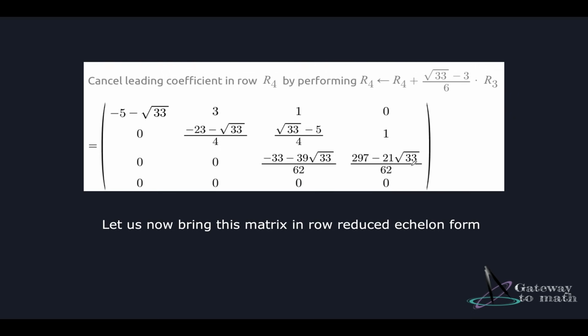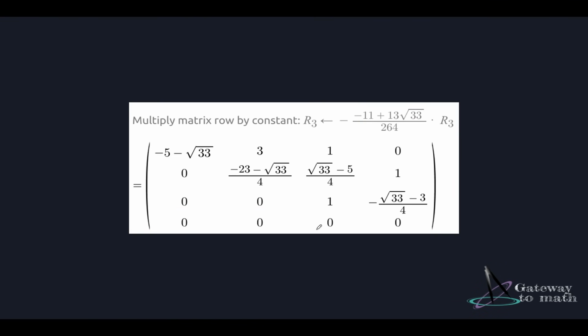Let us bring this matrix into row reduced echelon form now, because we need to find the values. So the operation that I'm performing is minus of (minus 11 plus 13 under root of 33) upon 264 times R3, inserting this in R3. R3 becomes 0, 0, 1, minus (under root of 33 minus 3) by 4.